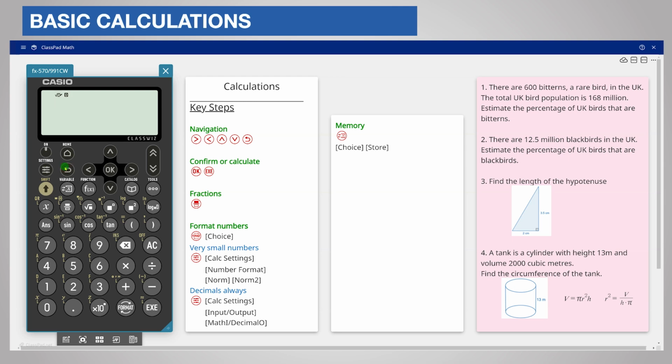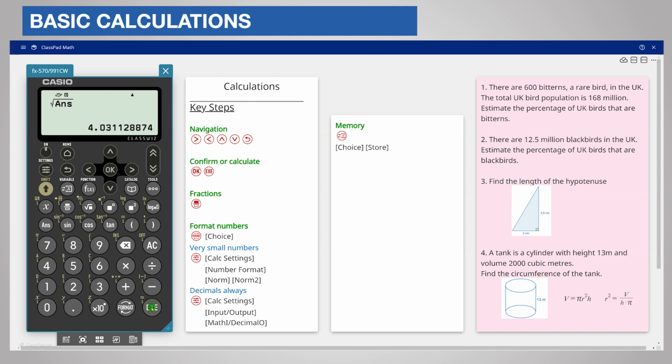Let's put this into practice. We will calculate the length of the hypotenuse of the triangle in example 3. Start by calculating the sum of the squares of the two given sides, 2 squared plus 3.5 squared, and complete the calculation. We need the square root of this sum, so press square root and then Ans. This brings forward the exact value of the previous sum and also avoids keying errors. Complete the calculation with the Execute key as always.